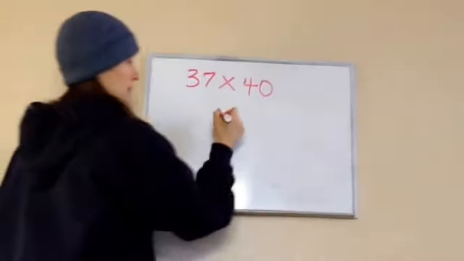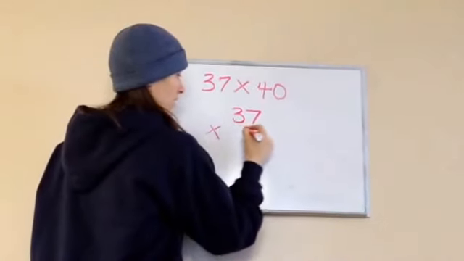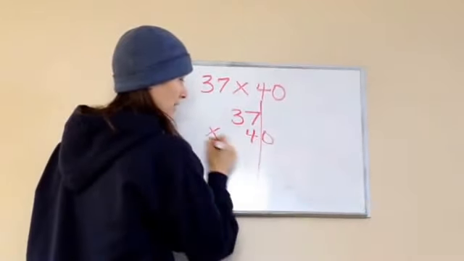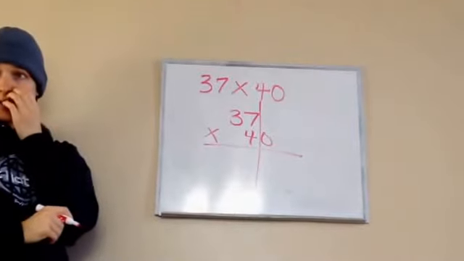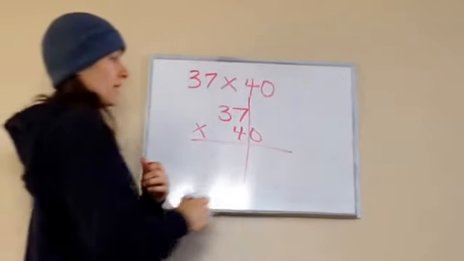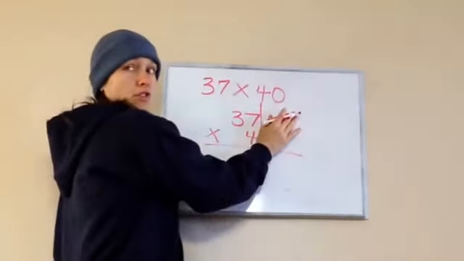Let's do that, okay? You should have set it up like this. And I'm going to put a line right there because it's hanging off the side. Is that how you set it up? Mm-hmm. Very good, okay? So now let's work 37 times 4.